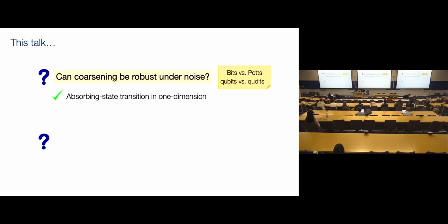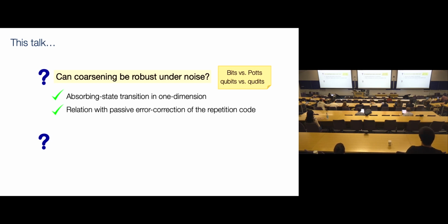The phenomenon we are actually working on is the absorbing state transition in one dimension, which I will also define later. And from the lesson we learned from this classical absorbing state transition, we draw some analogy to passive error correction and the repetition code. Some might think it is a silly thing to do because the 1D repetition code really is not passive. It's already known it could not be fault tolerant, but there are some lessons we learned that I want to share with you related to coarsening.